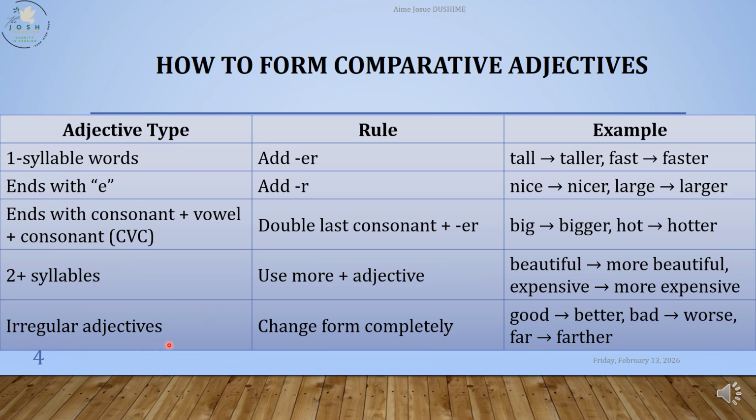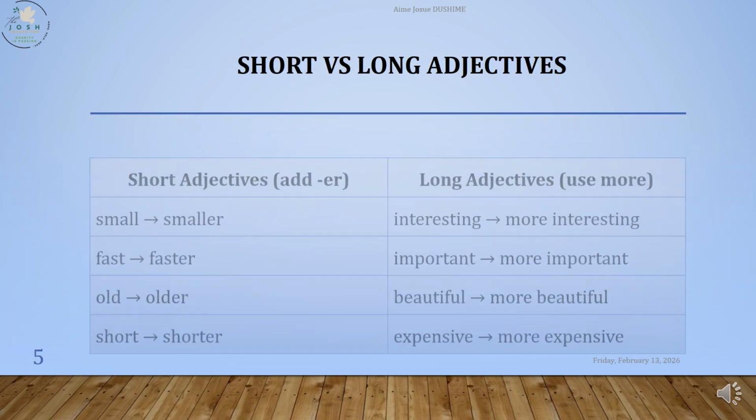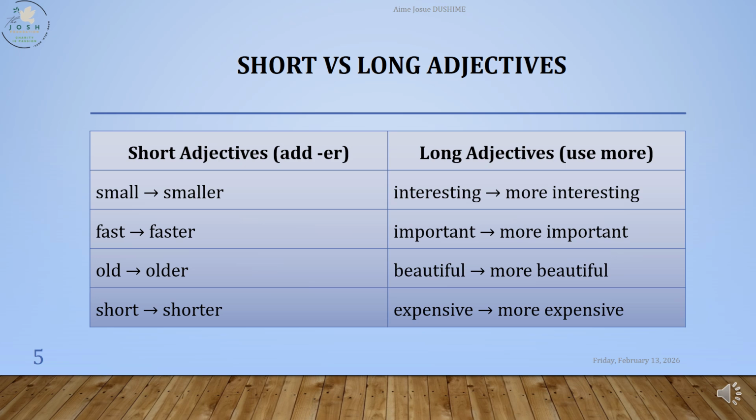When we have what we call the irregular adjectives, they change the form completely. The irregular adjectives, they just change. You can't predict, you can't know how to formulate them. For example, good, better, bad, worse, far, farther, like that. Let's see short adjectives versus long adjectives. Small, smaller, fast, faster, old, older, short, shorter. Long adjectives: interesting, more interesting, important, more important, beautiful, more beautiful, expensive, more expensive.